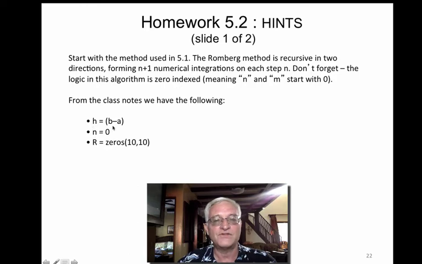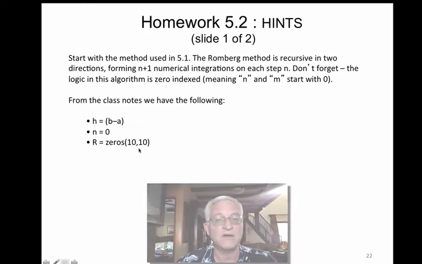You start off, just like with the trapezoidal rule, with the full interval from B to A. That's going to be your H. You initialize your counter to be 0, and you will have to set up your R matrix to be a 10 by 10 matrix. That'll be plenty of space. You shouldn't use it all. If you use more than that, something's gone wrong.